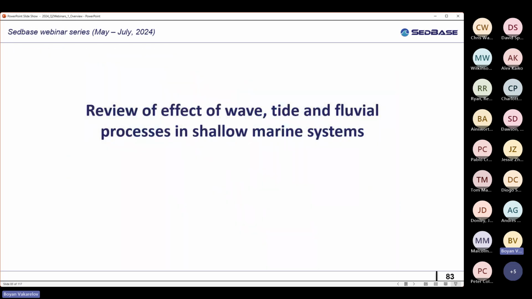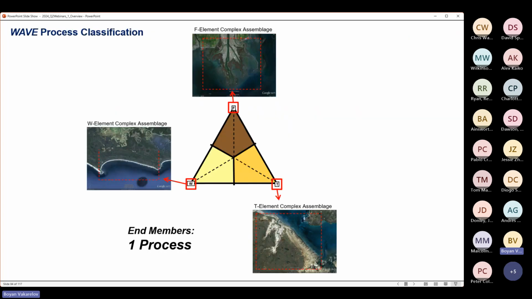So let's do a bit of a review of wave, tide, and fluvial processes on shallow marine systems before we actually go in and see how we name things. Now, the classical way of describing deltas is to subdivide them into wave-dominated, fluvial-dominated, and tide-dominated, and somewhat ignore the secondary and tertiary processes that occur in systems. Now, there are many examples of systems which are end-member, fluvial, wave, or tide-dominated.